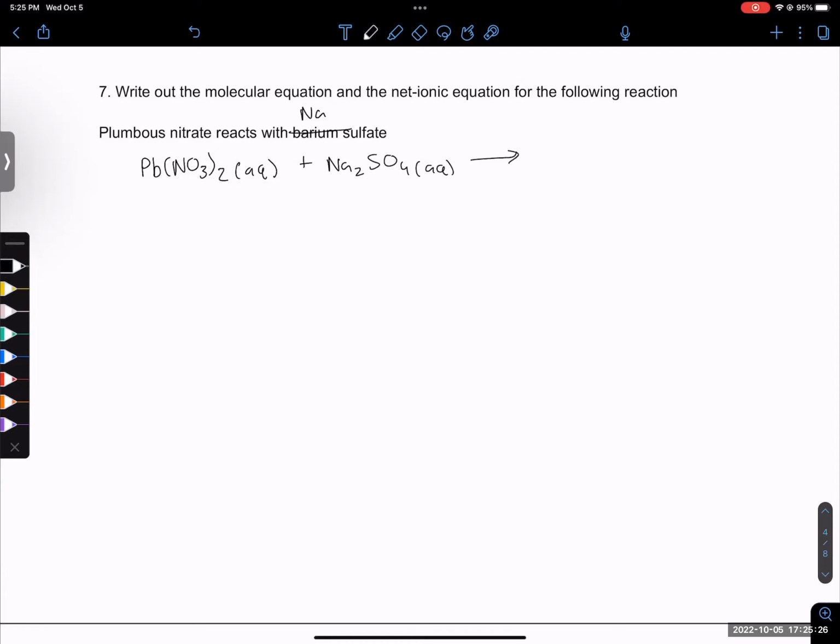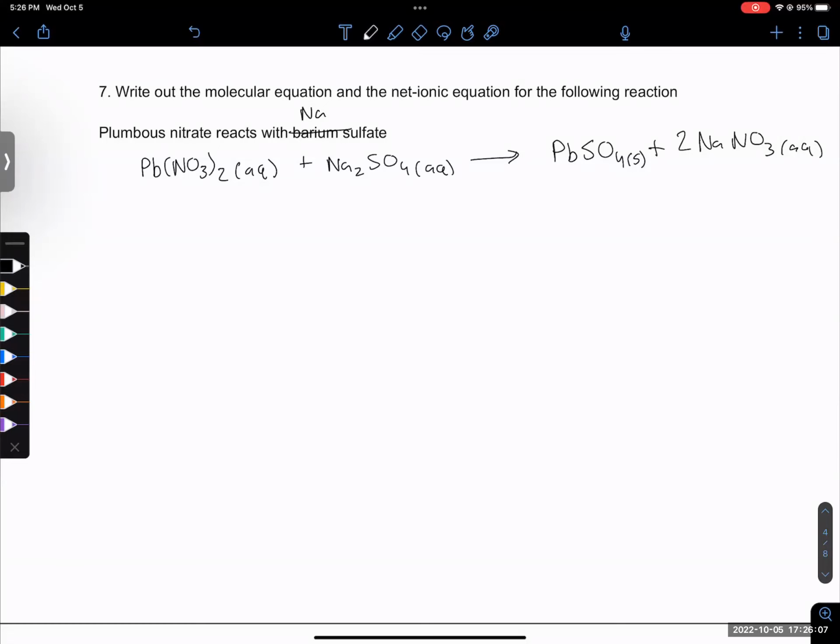The products that are formed are what? Lead sulfate and sodium nitrate. And what are the physical states on these? Solid lead sulfate and aqueous for the sodium nitrate. And that's an exception, right, to the sulfates. Lead 2+ will make sulfates insoluble. Then aqueous. What I'd like to do, but I think first we should balance the equation, right? So I'm gonna put a 2 here, and that'll balance everything.